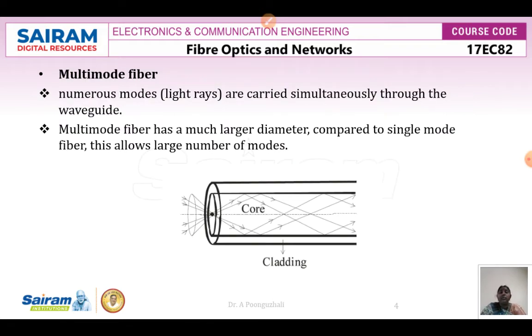Next is multi-mode fiber. In a multi-mode fiber, you are going to have numerous light rays. The name itself tells multi. Multi means a number of light rays are going to be sent through the core. When a number of light rays are propagated through the core, they are carried simultaneously along the core. So here the diameter of the core should be larger to accommodate the number of rays. So it will accommodate a number of modes.